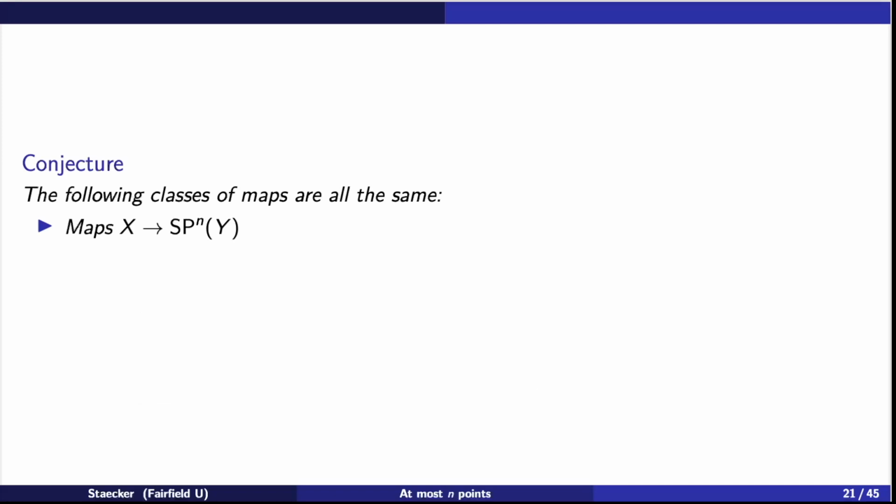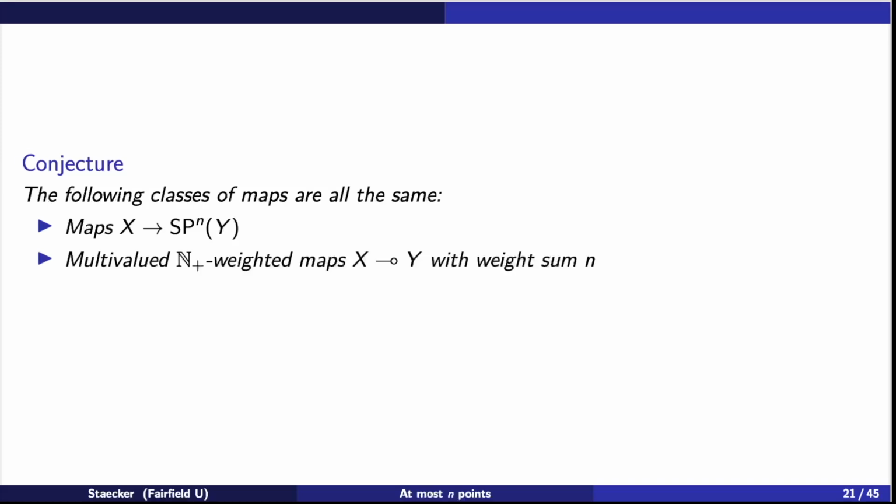All right, and I will write this as a conjecture because, like I said, this is still somewhat work in progress. But the following classes of maps are all the same. These symmetric product maps are equivalent to the weighted maps with weights in the positive natural numbers, and these are also equivalent to this kind of n-fold covering maps defined by Crabb.